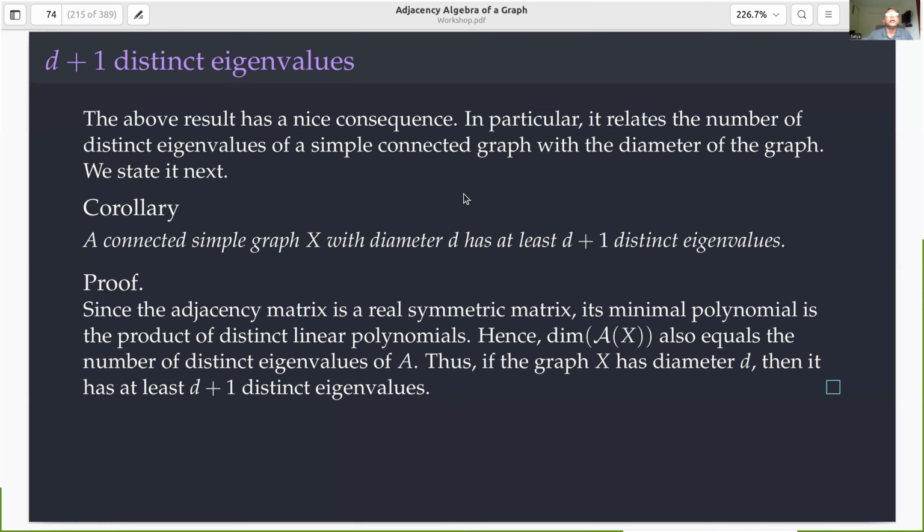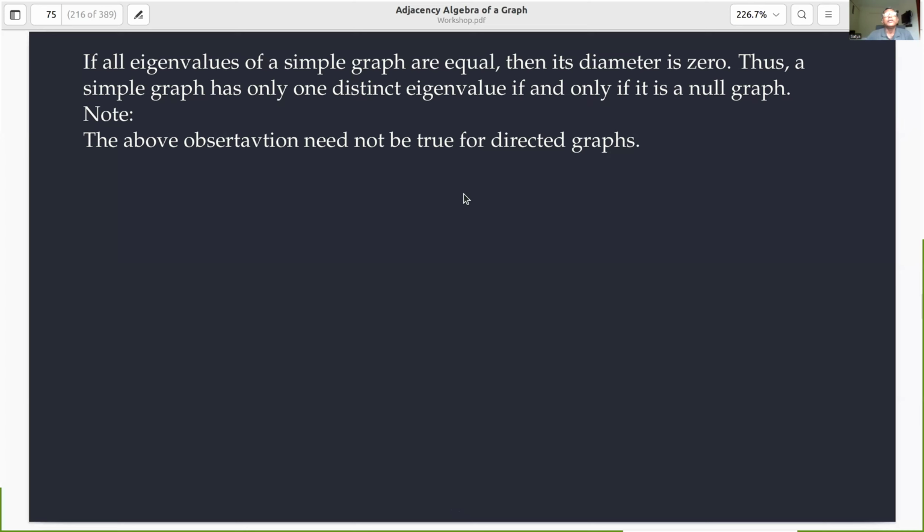Now look at this. If all eigenvalues of a simple graph are equal, then what happens? All eigenvalues are equal means the number of distinct eigenvalues is only 1, right? And we know that it has at least d plus 1 distinct eigenvalues, but there is only one eigenvalue. That means the diameter is how much? 0. Diameter is 0 means what? It's a null graph, empty graph, whatever you call it, right?